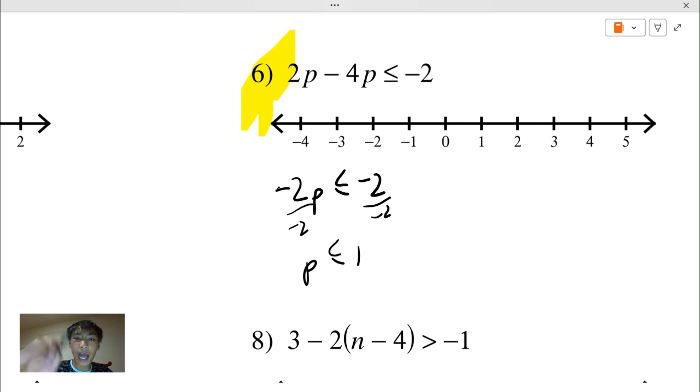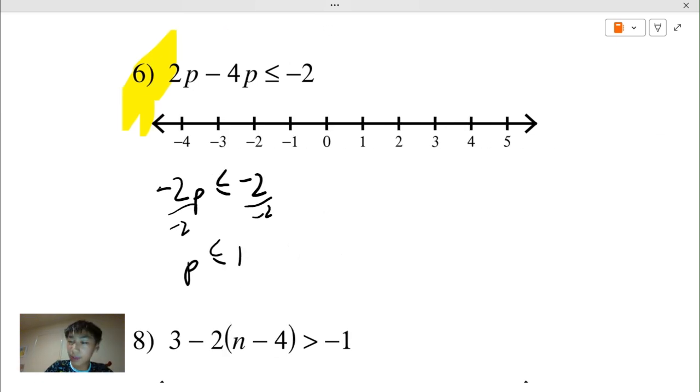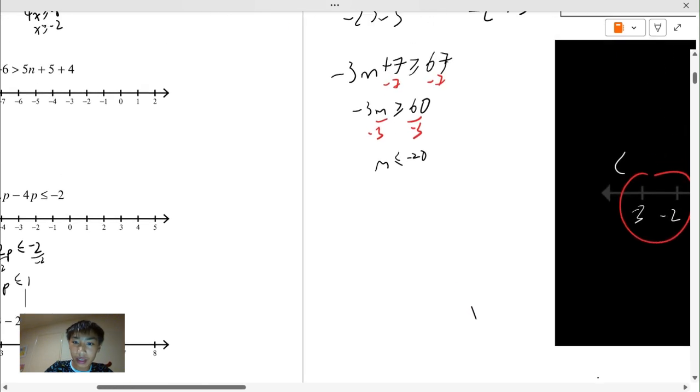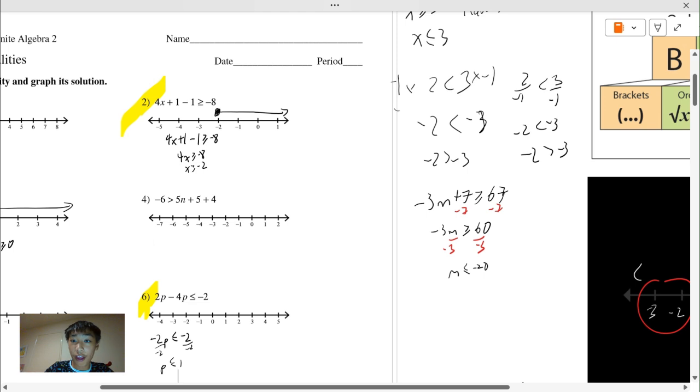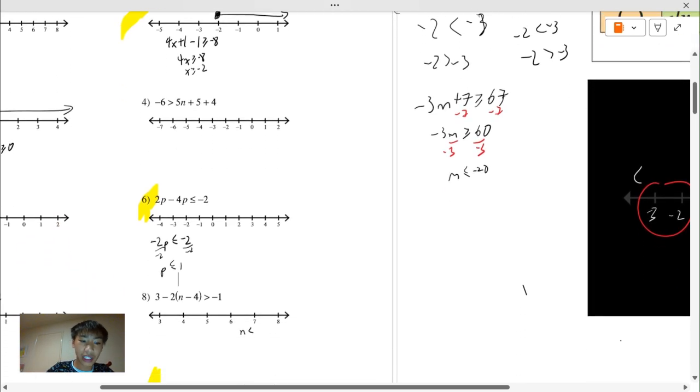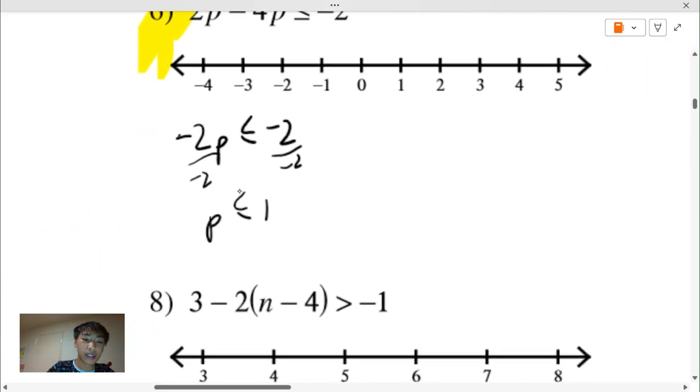1. But as we learned from that example from before, obviously we can see when you multiply something by negative 1, you have to flip the inequality sign. So let's flip it, and this is the answer.